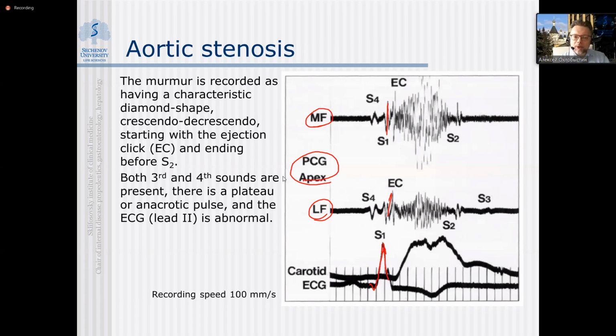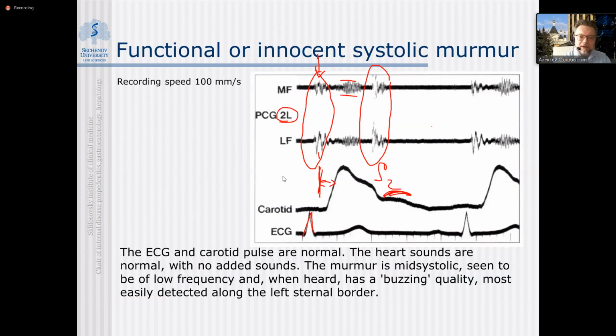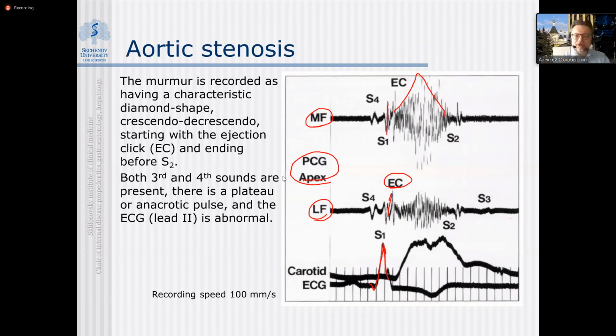Then in the very early phase of systole, you can get an ejection click, recorded in both medium and low frequencies. And then very, very loud, very harsh, very rough. You can see how the shape of the PCG differs from the functional one. Well, that is the innocent murmur. It's very soft, very uniform. And that is a recording of an organic murmur in aortic stenosis. And definitely it's very loud.